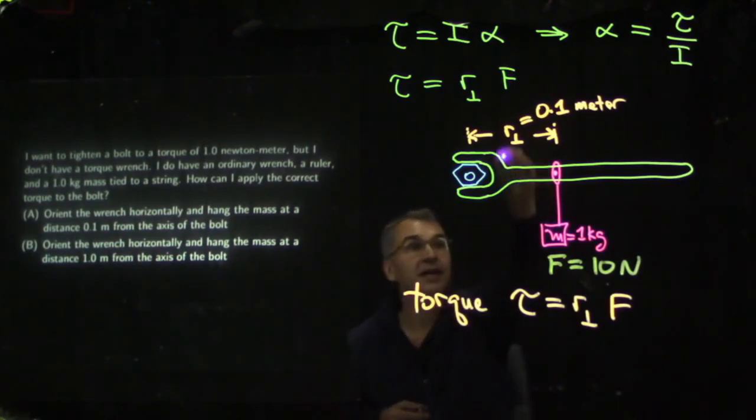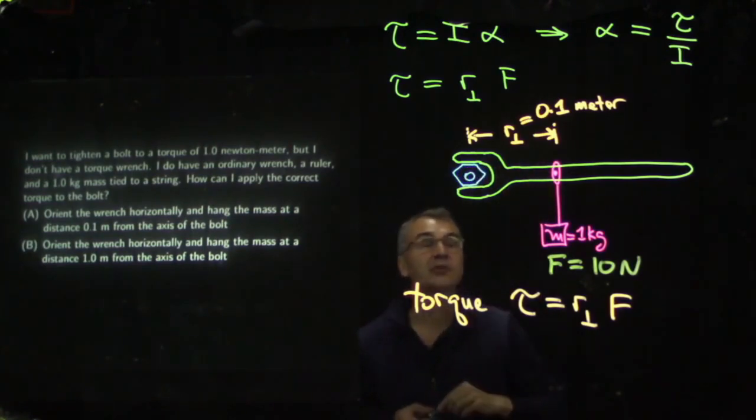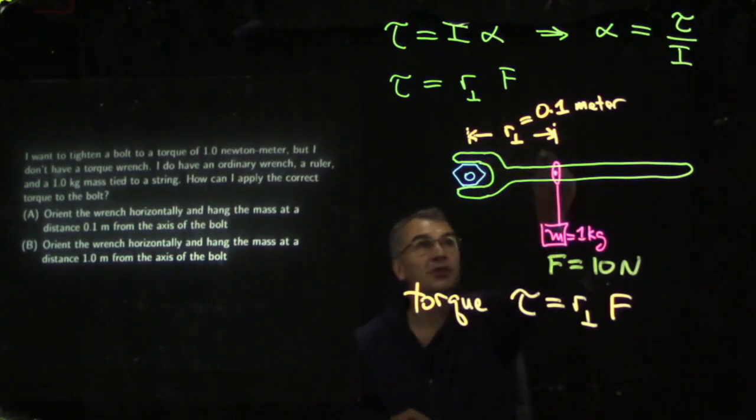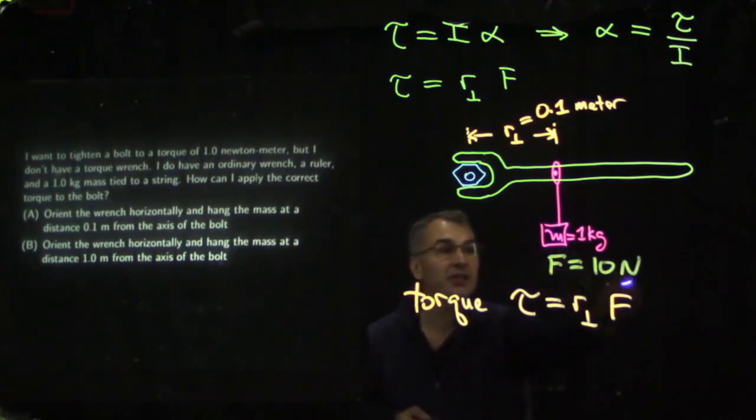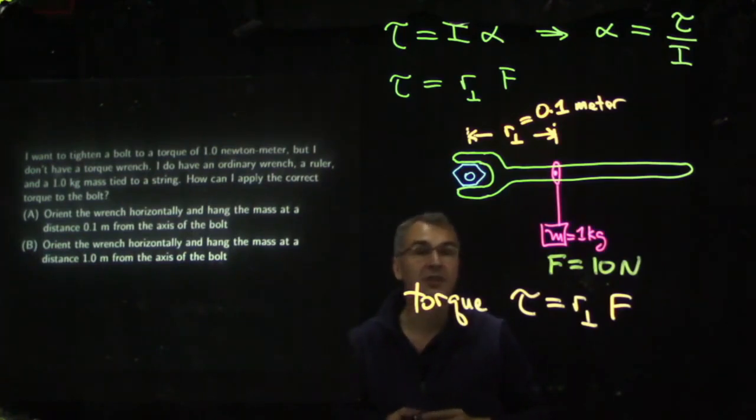Let's try that. So if I put this mass a distance of 0.1 meter from the axis of the bolt, I guess I drew a nut here, but R perpendicular is 0.1 meter, and then if it's a 1 kilogram mass, then that's a force of about 10 newtons, let's say 9.8 newtons. We can round it to 10. That's 10 newtons times 0.1 meter. That seems like a torque of 1 Newton meter.